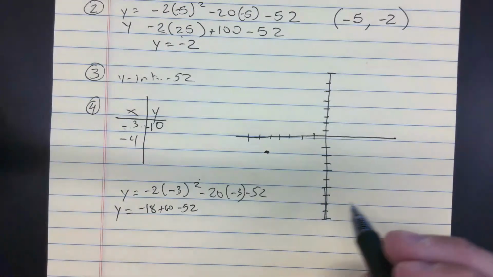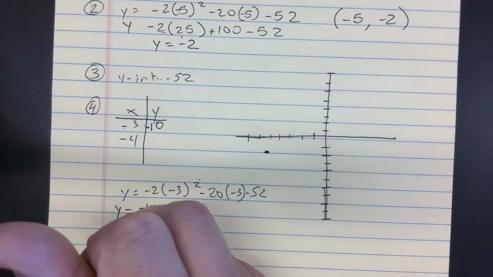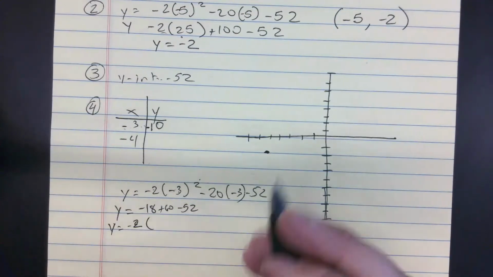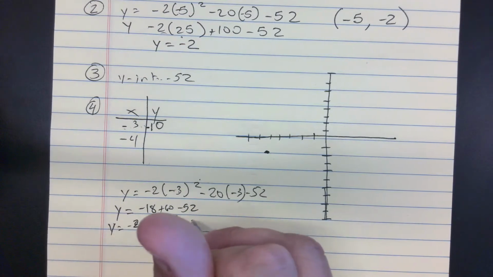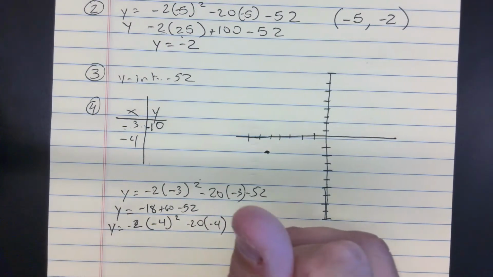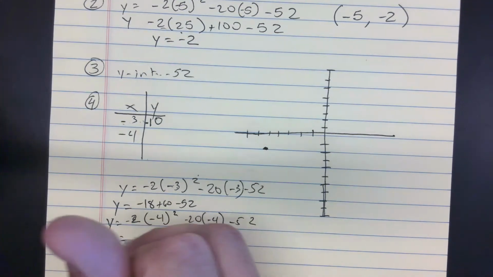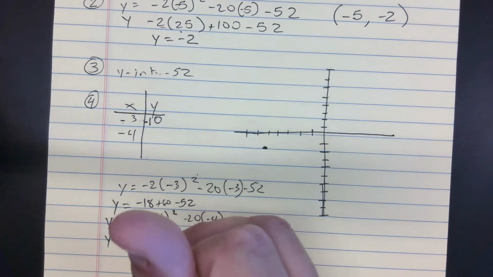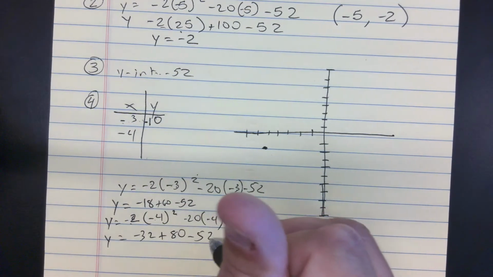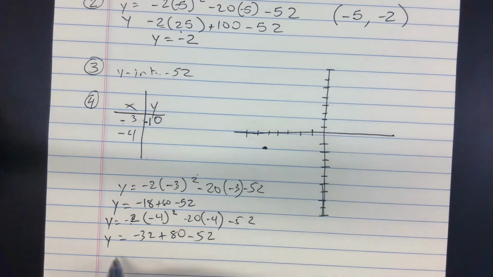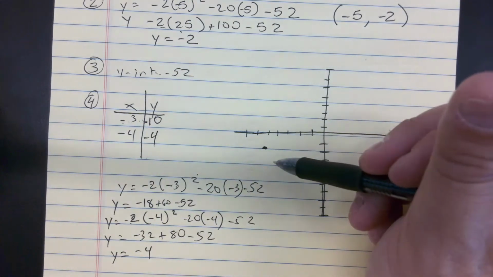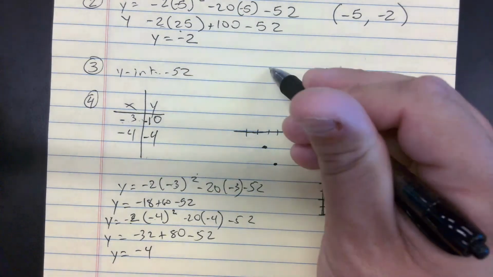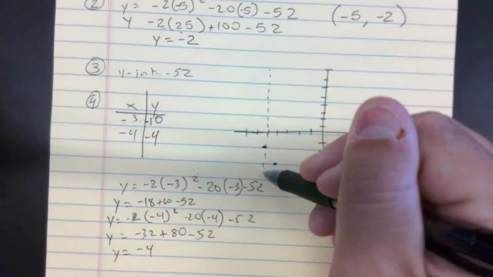Okay, now if we plug in negative 4, we get negative 2 times negative 4 squared minus 20 times negative 4 minus 52. So y is going to equal 16, negative 32, plus 80, minus 52, which is negative 4. So we're going to come over here and go negative 4, negative 4. Remember, here's our line of symmetry, right?